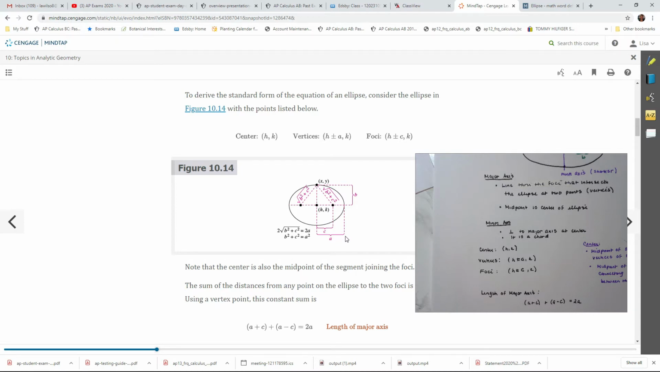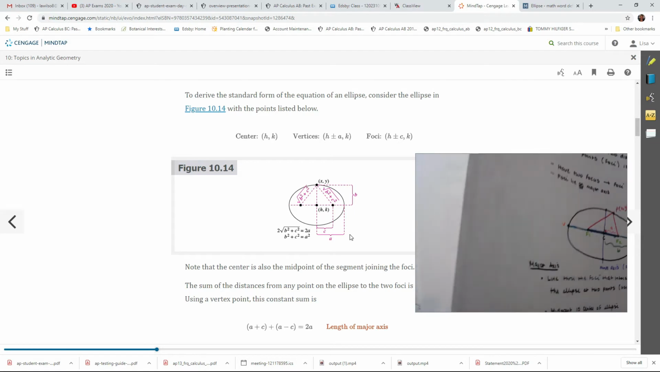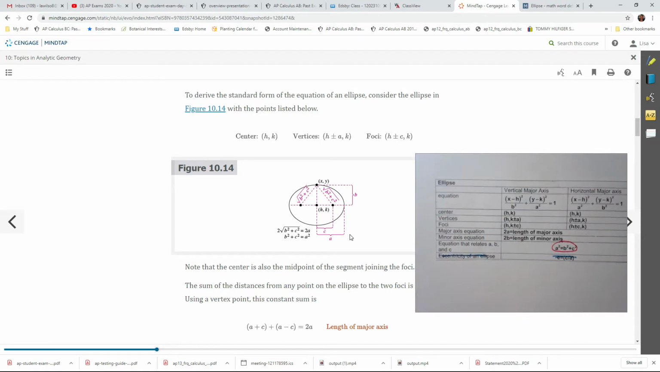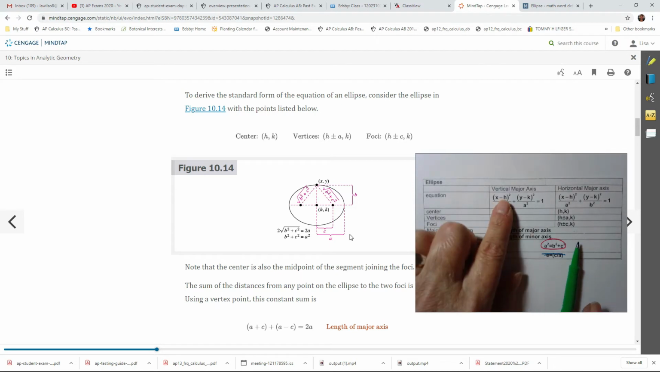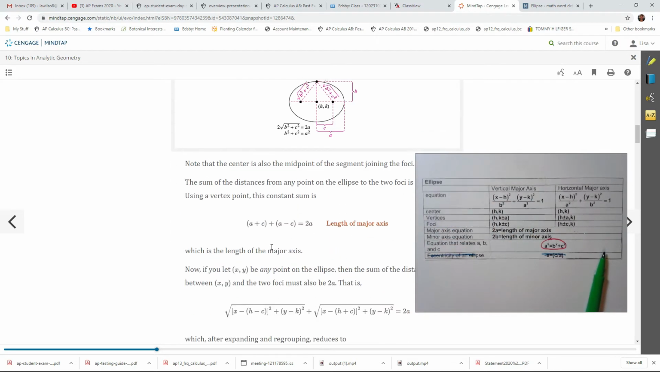Okay, so what you need to know is this little table that I posted on Edsby. Now, I crossed this out. Eccentricity is just the roundness or the curviness of the ellipse, and you don't need to know that. It's not in your curriculum. What you do need to know is if the major axis is vertical or horizontal. So let me show you that too.